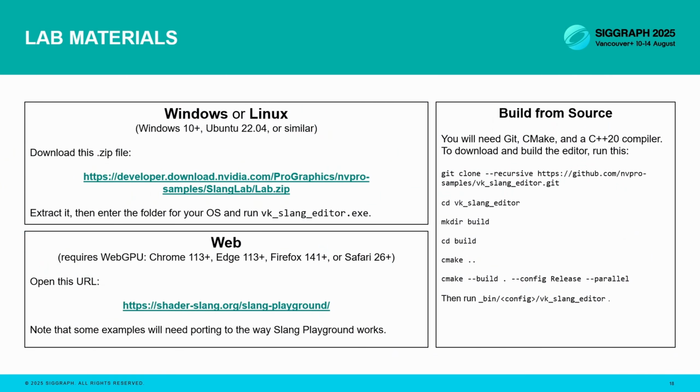In the original version of this workshop, we had 60 or so computers in a room all running Linux. You, however, might be running on a different platform, and so we have multiple different ways that you can use the materials in this lab. If you're on Windows or Linux, the best way is to download the pre-built files that we have for you here. Just go to this link, download it, and then enter in the folder for your OS and run vk-slang-editor.exe.